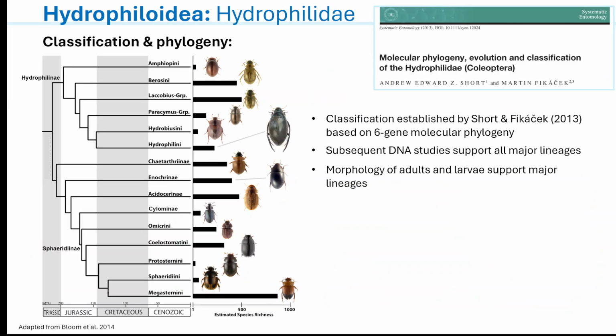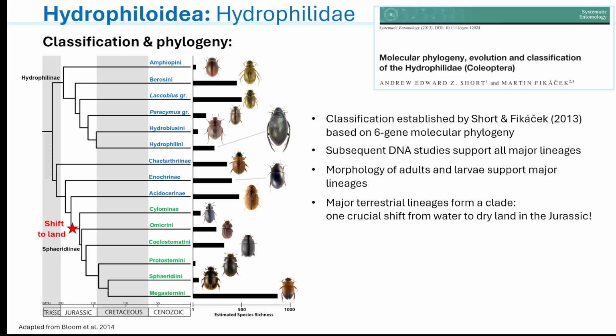For Hydrophilidae, the largest family, we actually have quite a good idea about the internal topology or relationship among the main lineages. This was first done in our study with Andrew Short, which was based on a six-gene molecular phylogeny. Based on that, we rearranged and adapted the classification of the group. And surprisingly, all subsequent DNA studies and morphology studies of larvae and adults so far seem to support this view. So hopefully, or likely, we are quite close to reality.